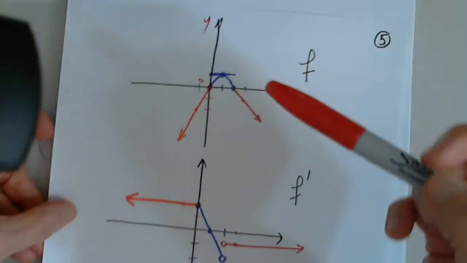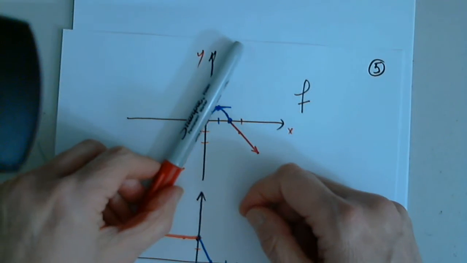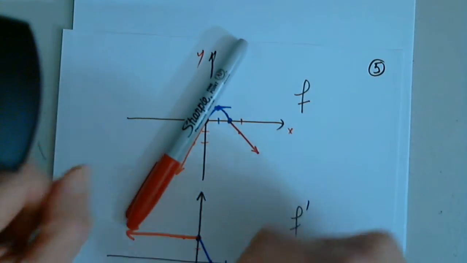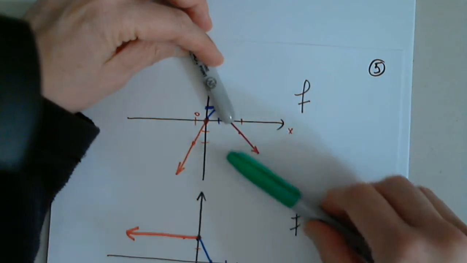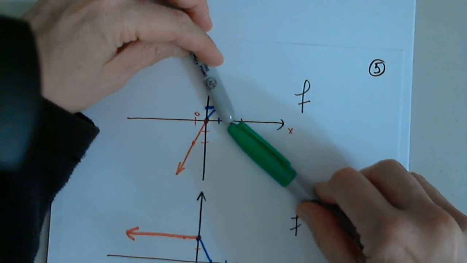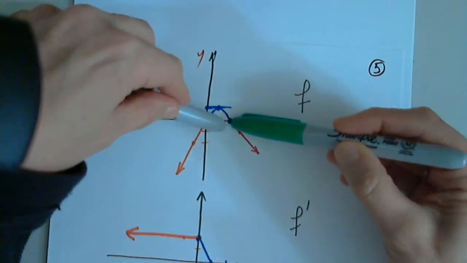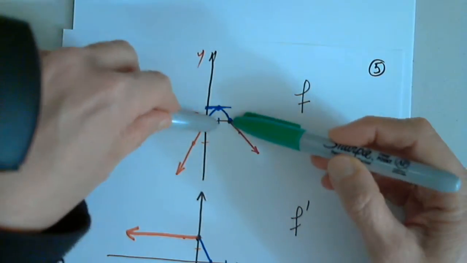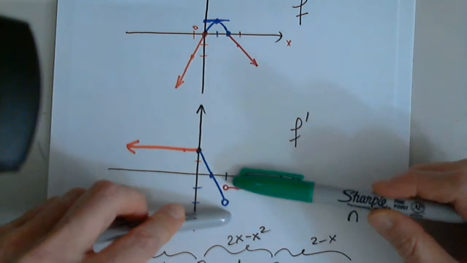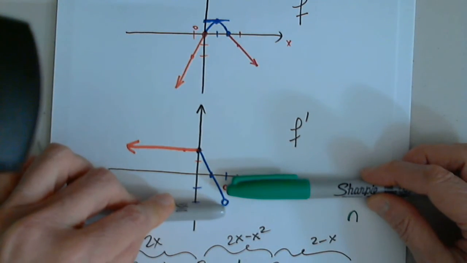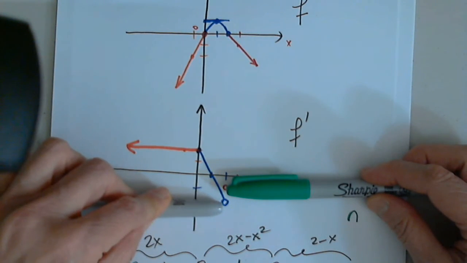So the original function here has a unique slope, but here has this slope of negative 2 and this slope of negative 1. Therefore, the function has a corner here, which translates into its derivative having a jump and not being defined there.